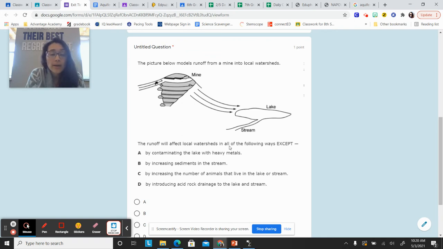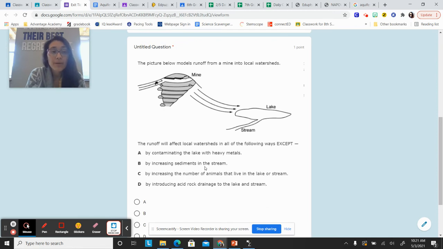So our exit ticket from Friday was: the picture below models runoff from a mine into local watersheds. The runoff will affect local watersheds in all the following ways except. So you got to pay attention to that except. That except means what is not true. So another way to read this question is, what will runoff not do? Okay. So by contaminating the lake with heavy metals, will it do that? Yes, because it's going to run all the stuff from the mine into the lake. So that would not be the answer because it does do that.